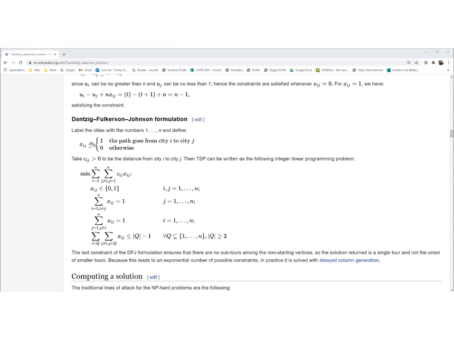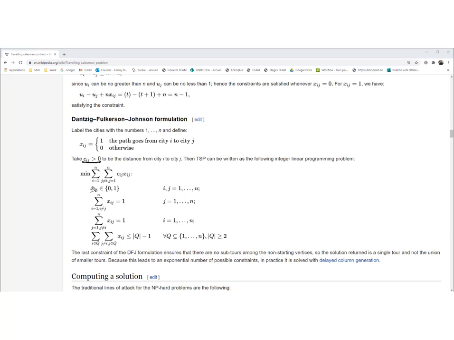So we have n cities, and the distance going from city i to city j is Cij, and of course this distance is positive. We are doing the optimization on the variables xij, and xij is really the question: is the path going from city i to city j included in the travel, yes or no? So the xij's are binary values. This is how we write the optimization problem.